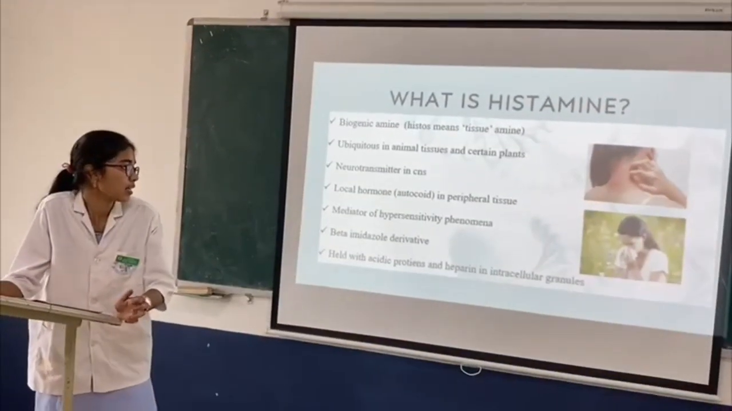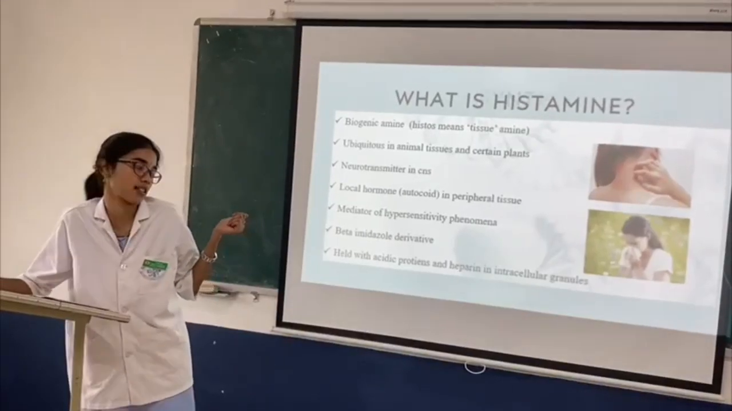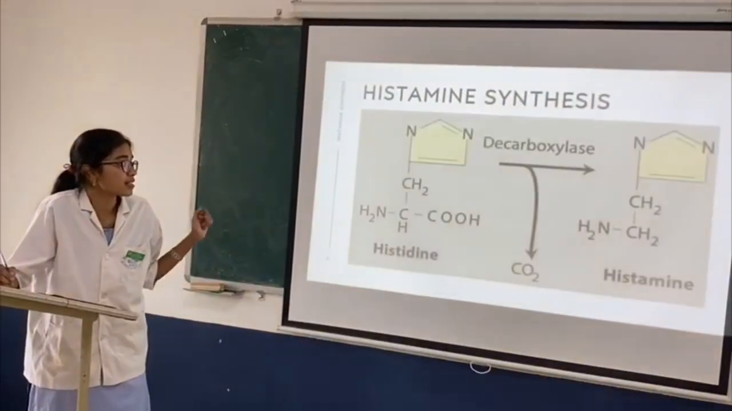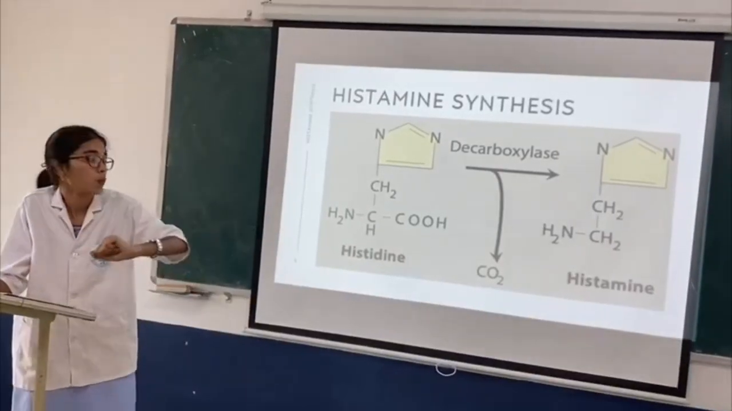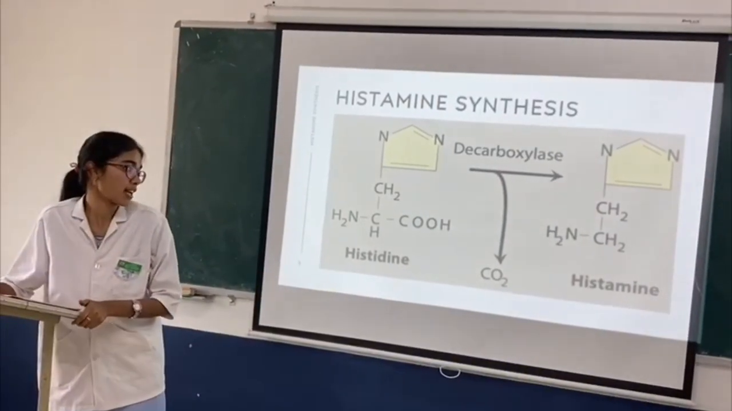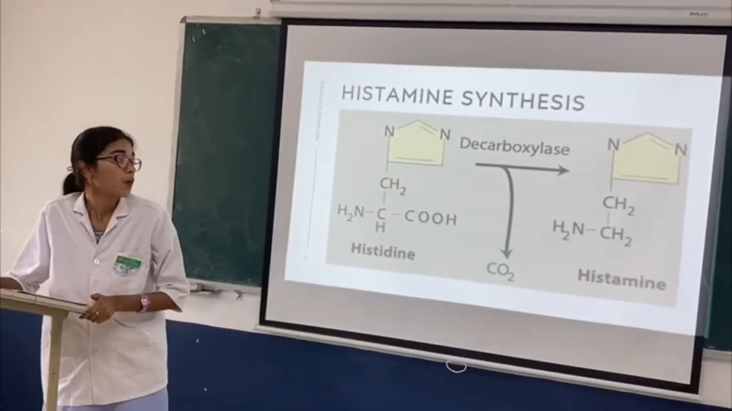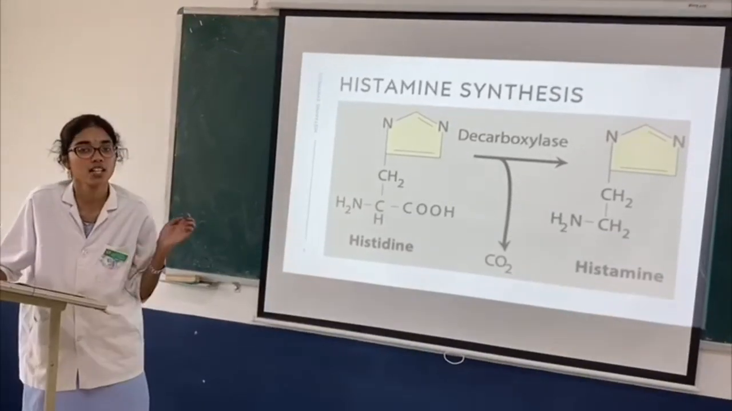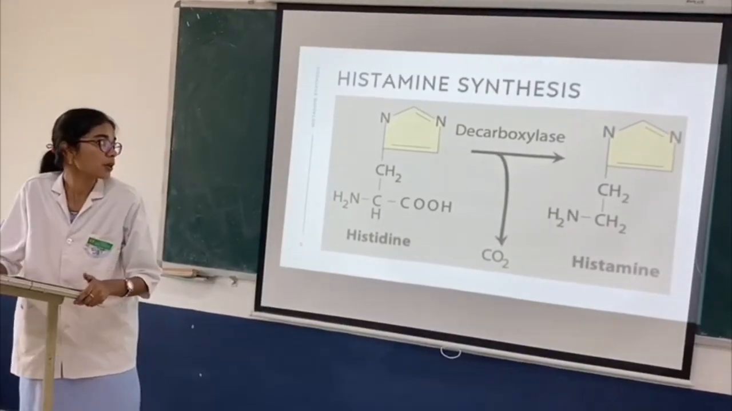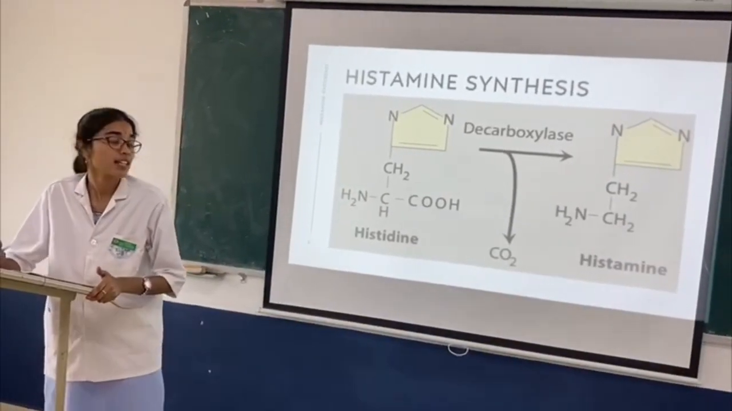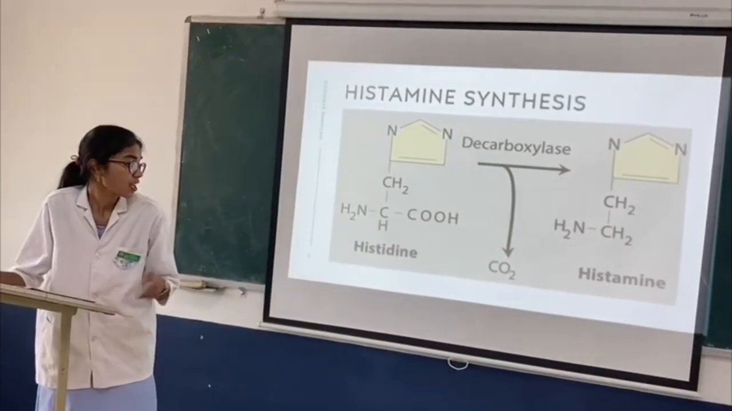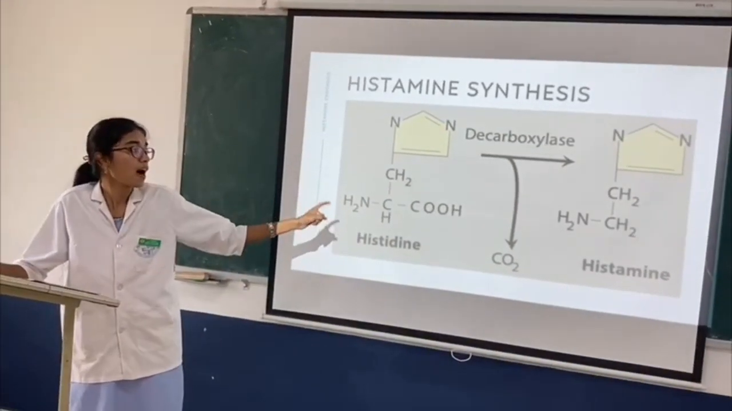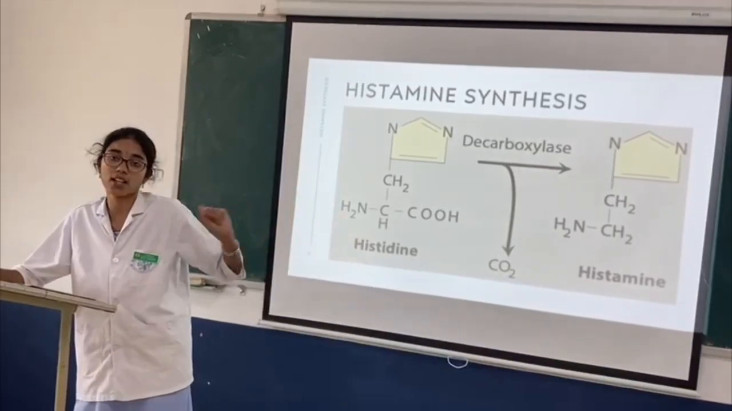Now we will discuss the synthesis of histamine. Histamine is synthesized from the amino acid histidine by a process called decarboxylation, with the help of an enzyme, histidine decarboxylase. As we all know, decarboxylation is the removal of the CO2 group from the carbon chain. Histidine loses its CO2 group and gets converted into histamine.